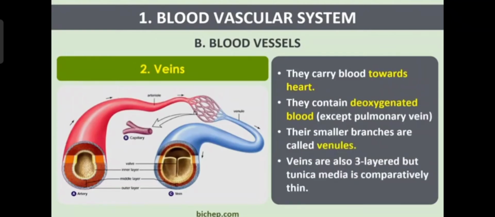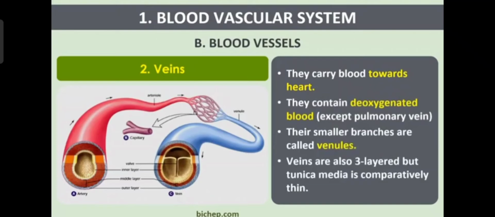Now second, that is the veins. Veins, blue color you can see. And what is the function of the veins? They carry blood towards the heart. So from the tissue, the deoxygenated blood is carried towards the heart. That is the function of veins.